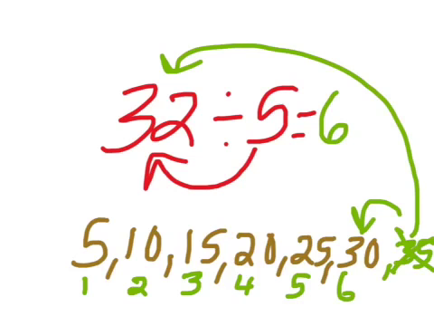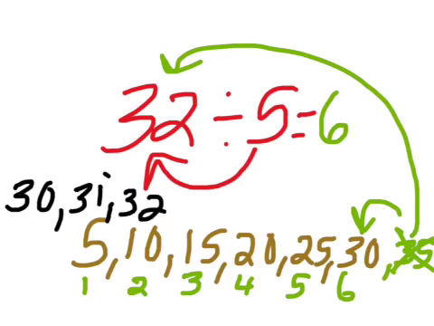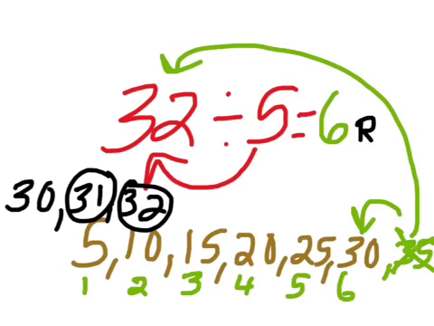So now what I need to do is I need to count out. I'm at 30, 30, 31, 32. So there was 2 more numbers afterwards. So it's 6, remainder, which we use an R for, 2. So it's really just looking and saying 6, remainder, 2.